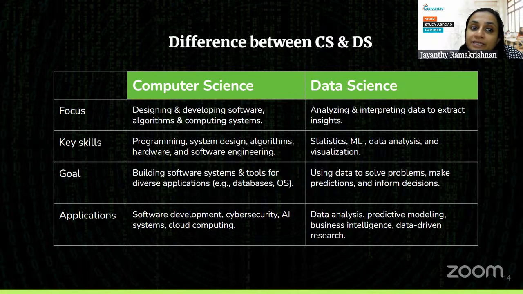So in computer science, you actually design and develop software. In data science, you're analyzing and interpreting data to extract insights. Okay, so some of the applications of computer science are in software development, cybersecurity, cloud computing. In data science you can do data analysis, predictive modeling, business intelligence, data-driven research, and so on. So I hope all of this is clear, and I'll answer all your questions at the end of the session.